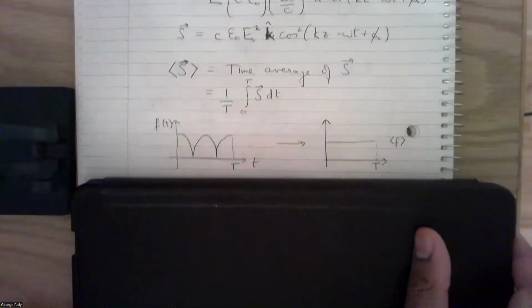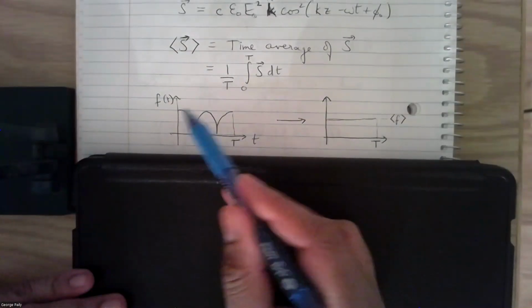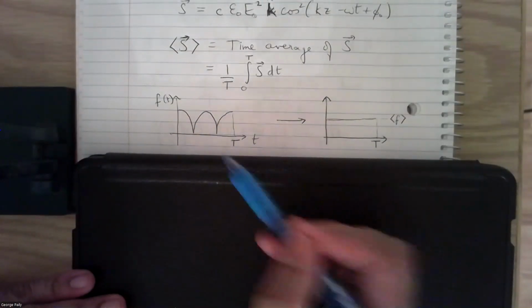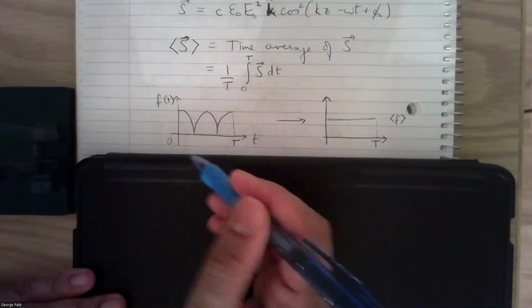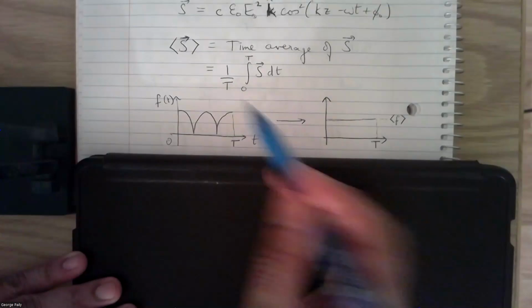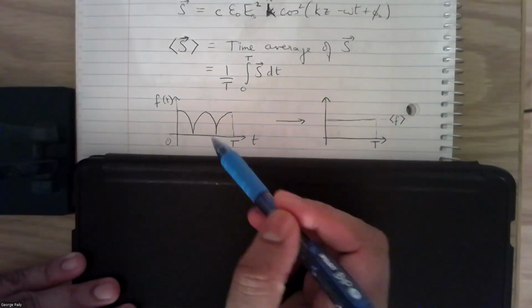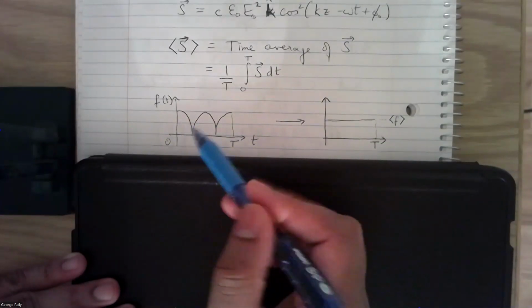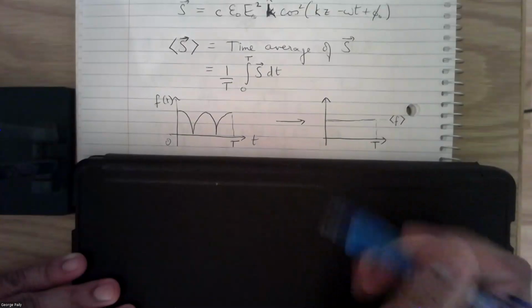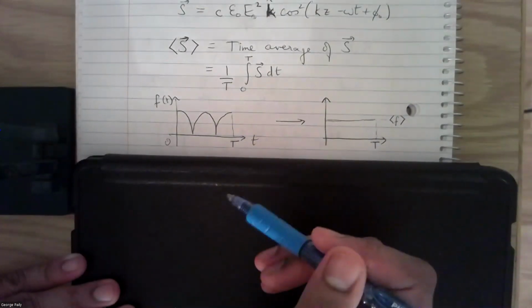So, for example, supposing you had some function of time that varied like this over some time period, capital T. Then what this time average does is ask if we could replace this time varying function with just a constant function such that the area under the curve is the same.